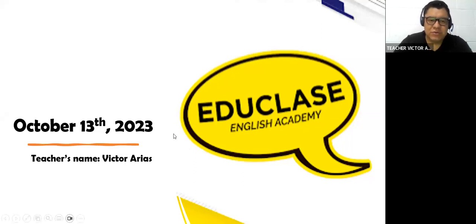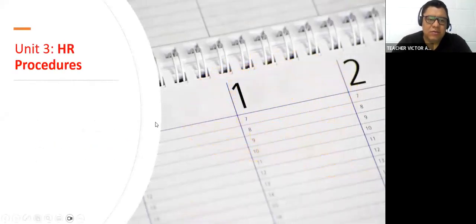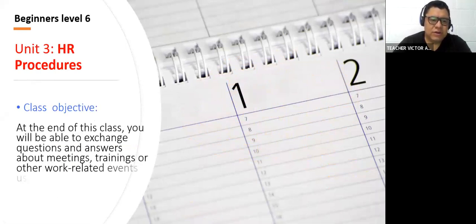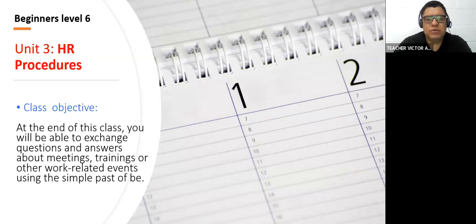Today is October 13th, right? Let's see. We'll continue with this unit, guys, which is unit 3 and about HR procedures. In this unit, what we will do, or pretty much today, is that you will be able to exchange questions and answers about meetings, trainings, or other work-related events using the simple past of be, right?